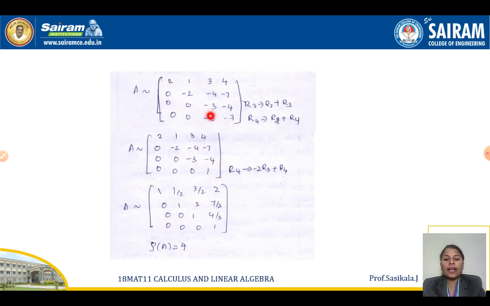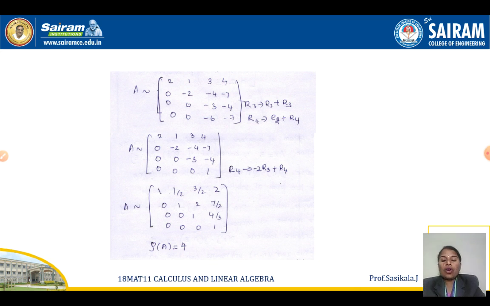The next one, I needed minus 6. So minus 3 is there. Plus 6 means it is 0, right? So multiply by minus 2, it will become plus 6. Then you can add it. That is done as minus 2 into R3 plus R4 will give your new R4. So the first 3 rows, no changes. The last row will be 0, 0, 0, 1.